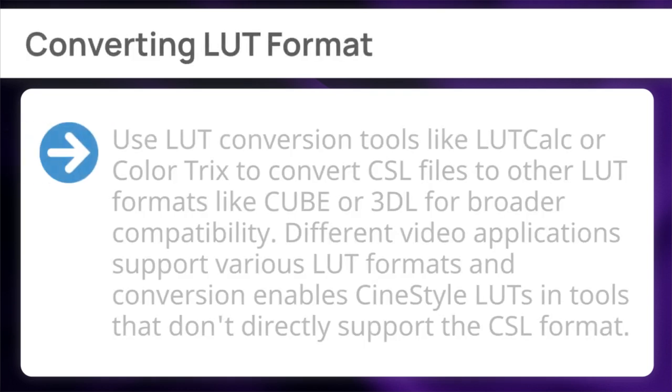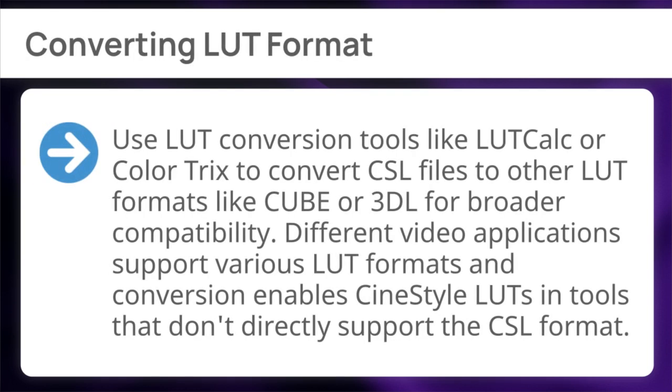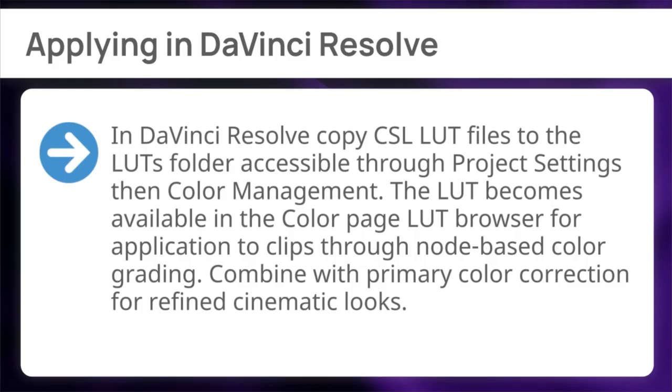Next, converting LUT format. Use LUT conversion tools like LUTCalc or ColorTricks to convert CSL files to other LUT formats like Cube or 3DL for broader compatibility. Different video applications support various LUT formats, and conversion enables CineStyle LUTs in tools that don't directly support the CSL format.